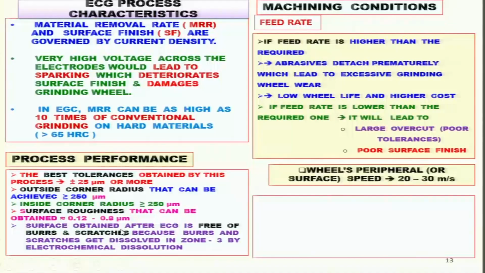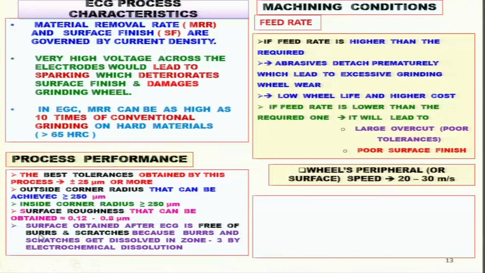Surface obtained after electrochemical grinding is free of burrs and scratches. I have already told you that in the third stage, where electrochemical dissolution is taking place only, whatever burrs or scratches are formed in the second zone, those are removed in the third zone, because burrs and scratches get dissolved in zone 3 by electrochemical dissolution.